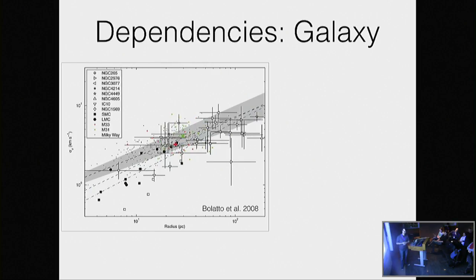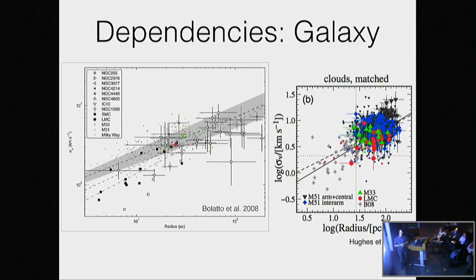There are some other dependencies. Here's an extragalactic study from Alberto Bolatto and collaborators in 2008. And this is again the size-line width relation. And dwarf galaxies seem to follow a steeper relation overall than the Milky Way and other spirals in the local group. Although I'll note that the exponent they derive is about the same, 0.5.